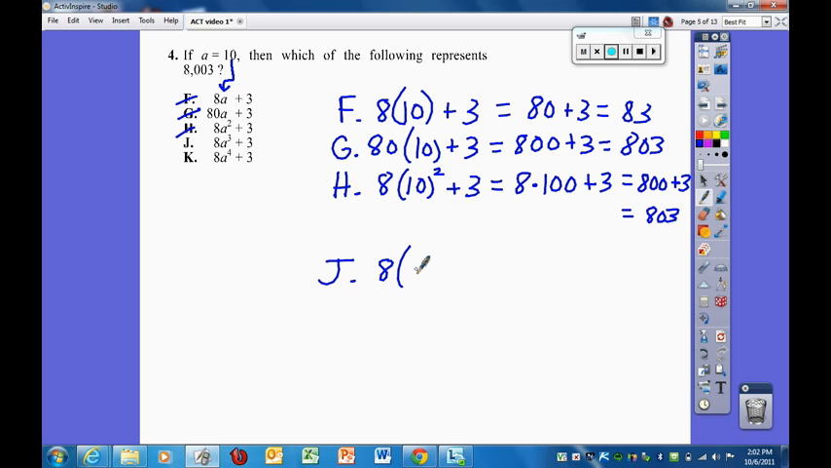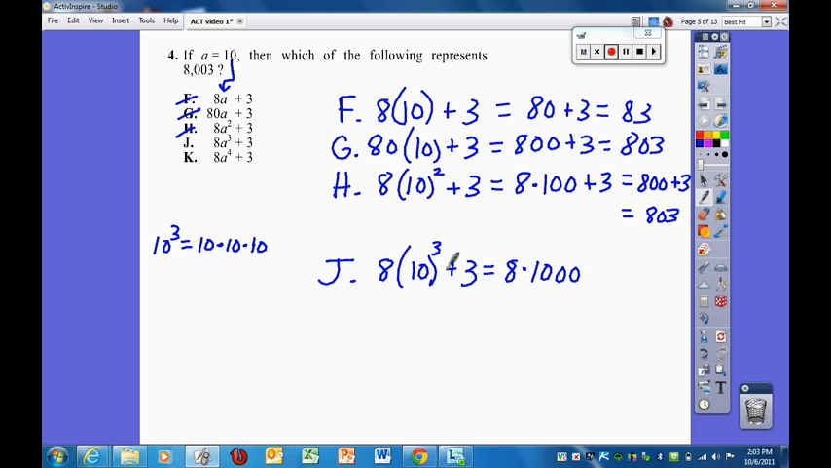8 times 10 to the third exponent, 10 cubed, plus 3. All right, once again, just like we did in H, let's do the exponent first. So we're going to get 8 times 10 cubed. Now, if you're having trouble and you don't know how to put that in on a calculator, think about 10 cubed as being 10 times itself 3 times. 10 times 10 times 10. Okay? And then you can put that in on your calculator, and you know that that's equal to 1,000 once you get done.